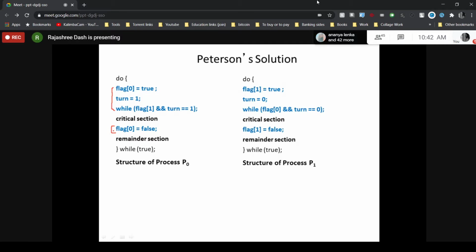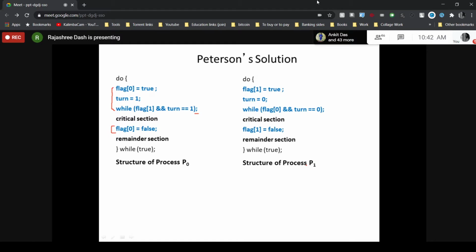So for process P0, the entry section includes the line flag 0 equal to true, turn equal to 1, then it will check while flag 1 and turn equal to 1. If both the conditions are true, then there is a semicolon here, that means it will do nothing. Simply repeatedly check the condition. If any one of these conditions is false, then it will enter the critical section. After completing its task in the critical section, it will move to the exit section where it will make flag 0 equal to false. And all other remaining code comes under your remainder section.